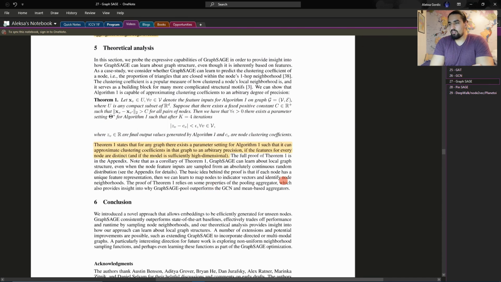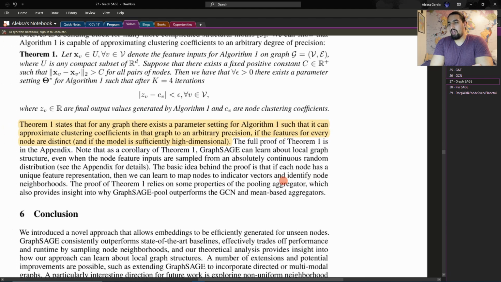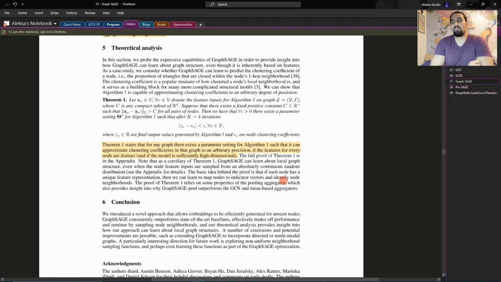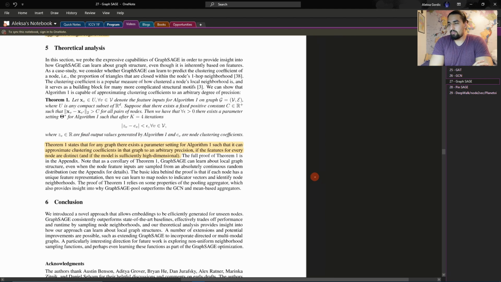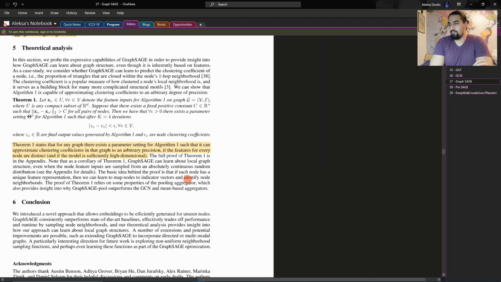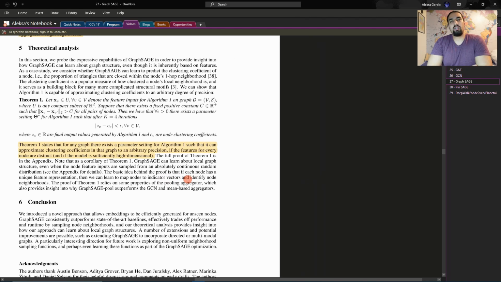One more interesting theorem here, and they have a whole proof for this that's like 4 pages long. I won't get into the mathematics in this video, but I just want to briefly explain what they said. What they say is that GraphSage, even though it heavily relies on features and aggregating those features, understands the graph structure really well. So how they proved that is the following.